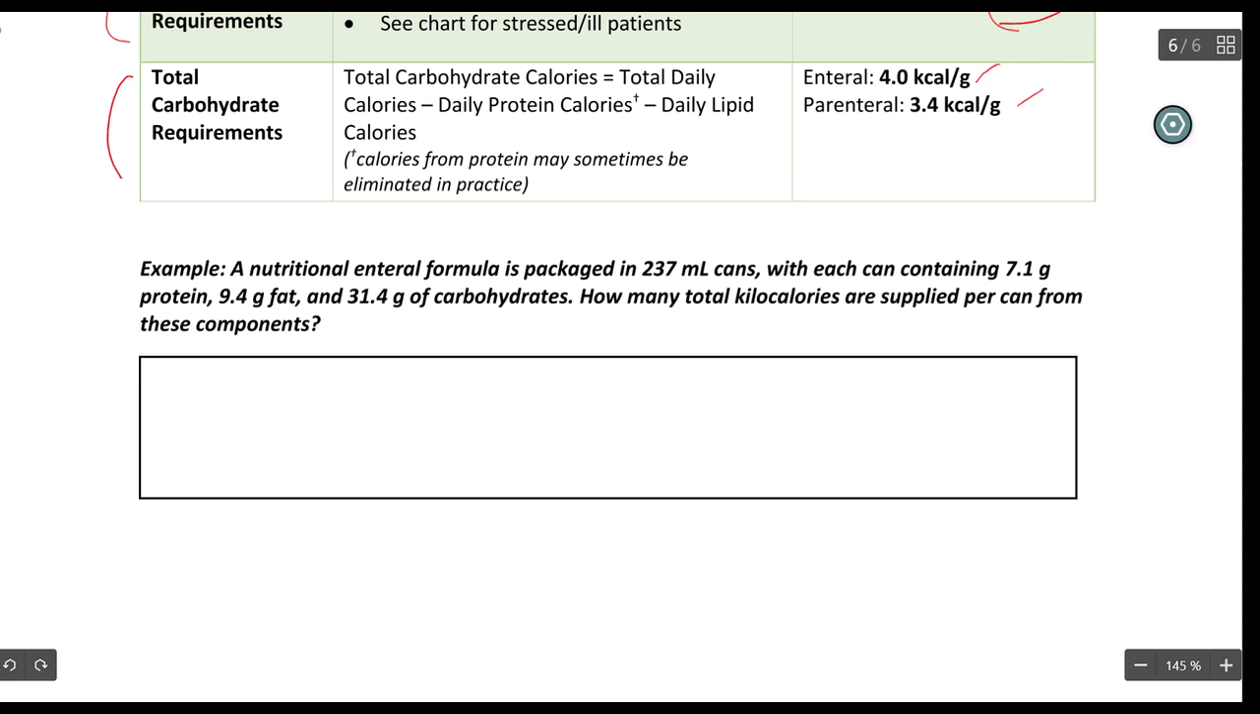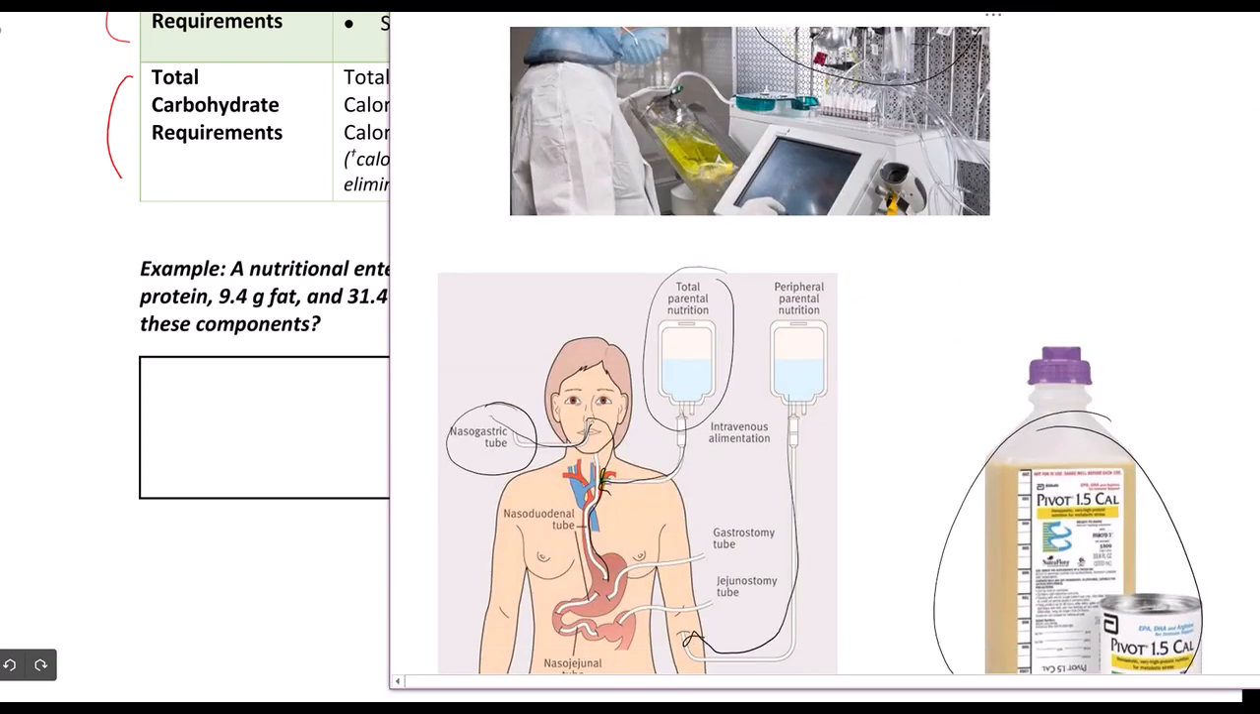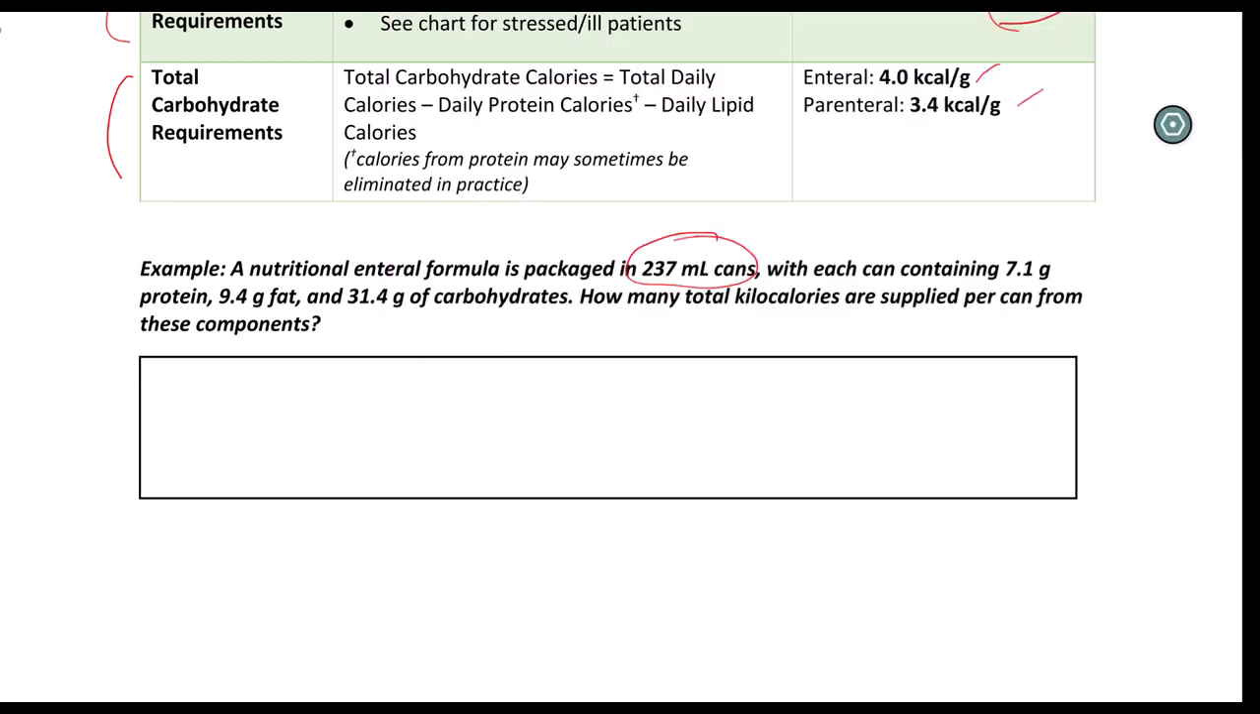All right. So for enteral nutrition, which we didn't discuss yet, an enteral nutrition formula is packaged in 237 mL cans. So that picture that I showed you here, let's say that this is the product. It's a can. That can, let's say, is 237 mLs. And each can on the label says it contains 7.1 grams of protein, 9.4 grams of fat, and 31.4 grams of carbohydrates. How many total kilocalories are supplied by that? This just uses the stuff that we were looking at in the chart. We're going to look at fat, carbohydrates, and then protein, right?